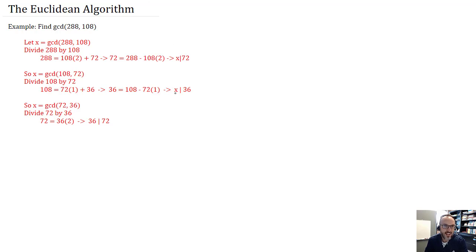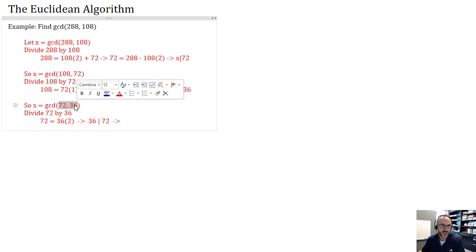That means that x divides 36, but 36 divides 72, so x could be 36. So when you get to no remainder, then x has to take on the smaller of the two numbers. So if one of these numbers here is a multiple of the other, then the smaller number has to be the greatest common divisor. So x equals 36.